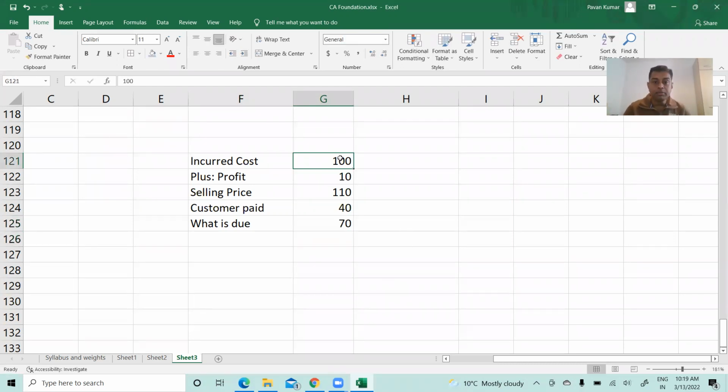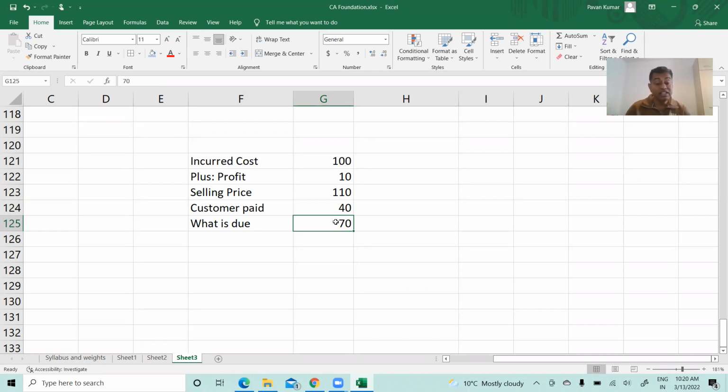Whatever your cost incurred, sometimes it is a loss-making contract. Then instead of plus profit here, minus loss will be there. Because what is selling price? Cost plus profit, or in case of loss, cost minus loss is selling price, right? So this is my selling price, and this is the progressive billing. Already he paid, or already agreed to pay. So this is the amount due.